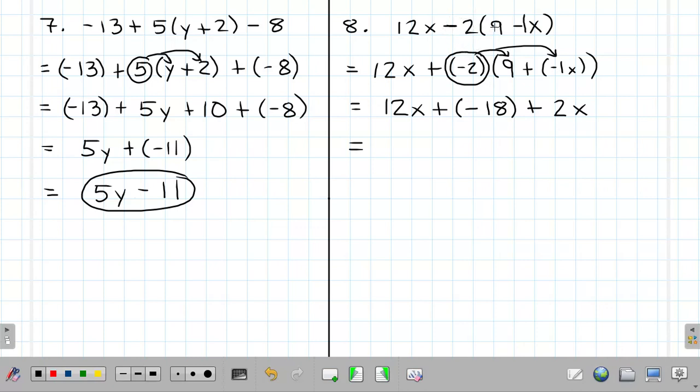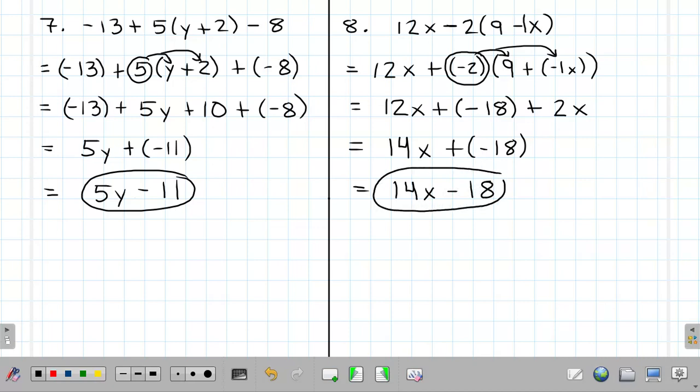So negative 2 times 9, negative 18. Negative 2 times negative 1x gives you positive 2x. So 12x plus 2x gives us 14x plus the negative 18. And then we have to do that little last trick there. Plus a negative is the same thing as minus a positive. So 14x minus 18.